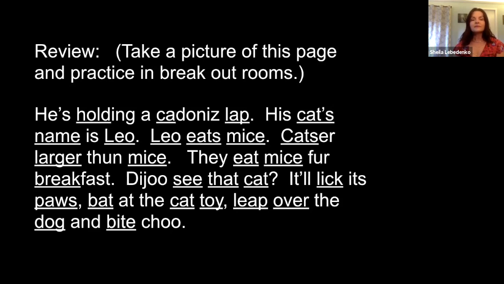It'll lick its paws. Yeah, a little bit less of the its. It'll lick its paws. Lick its paws. It'll lick its paws. Bat at the cat toy. Yeah, that's the one where we want to take at and change it to et. So bat it. Bat at the cat. Bat at the cat toy. Leap over the dog and bite you.